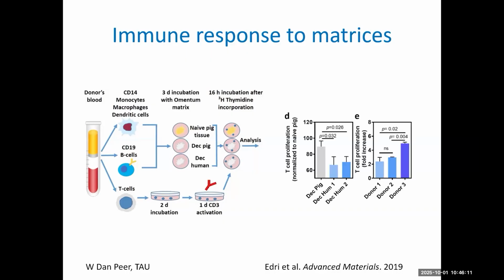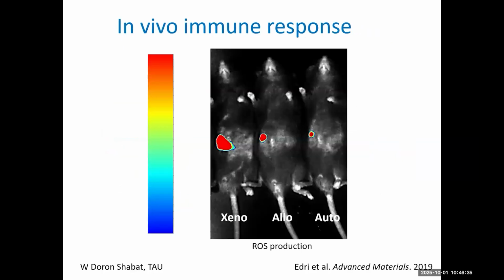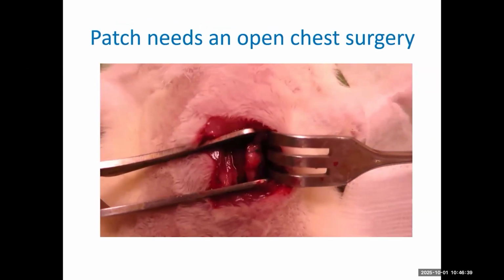First of all, that there is a significant difference between the pigs materials and the human materials, but also that there is a difference between the donors. So I react differently to other people's materials than other people to mine. So there is a need for patient-specific material as well, not just patient-specific cells. And we've shown it also in animals.